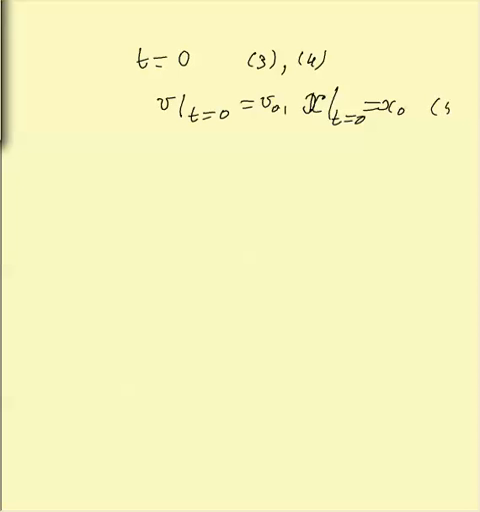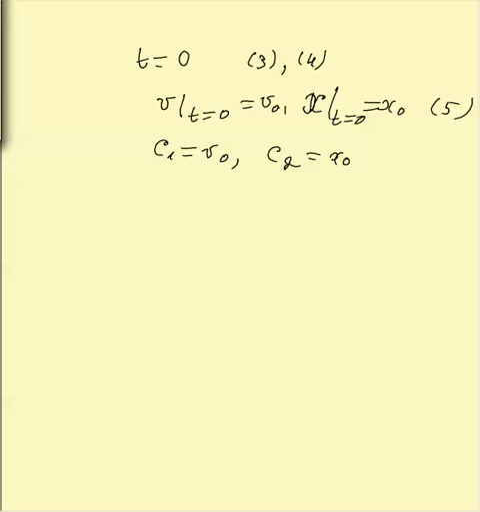By letting t equal to 0 in our equations 3 and 4, and denoting v at t equals 0 equals v0, x at t equals 0 equals x0, we obtain the physical meaning of the integration constants c1, c2, namely c1 equals v0 and c2 equals x0.